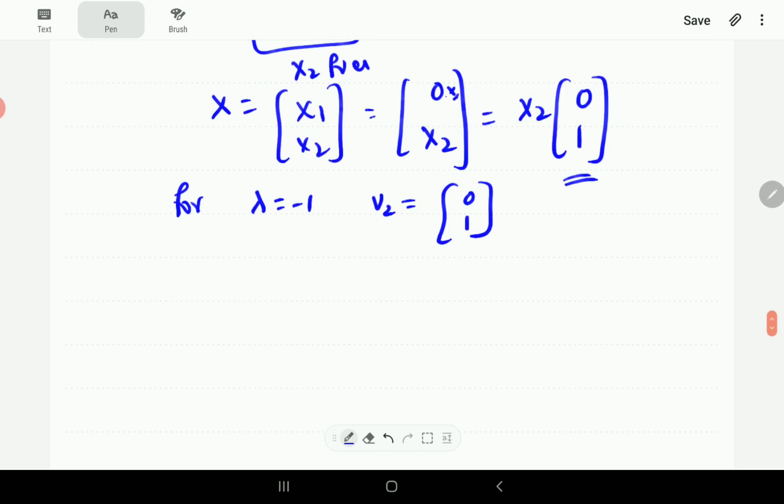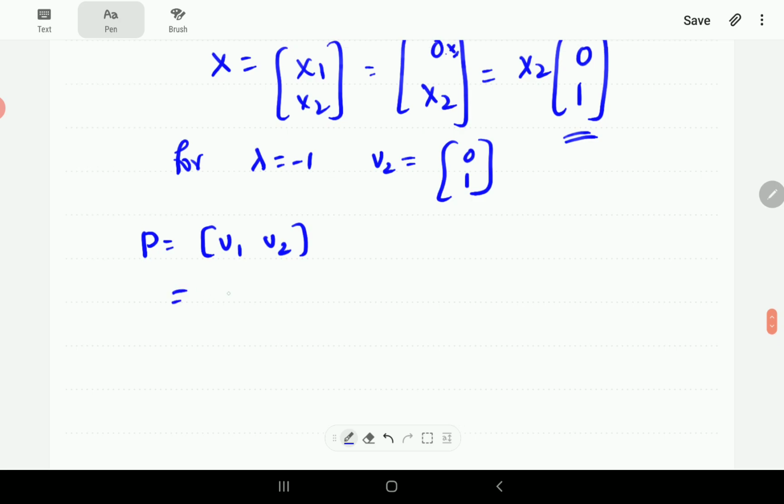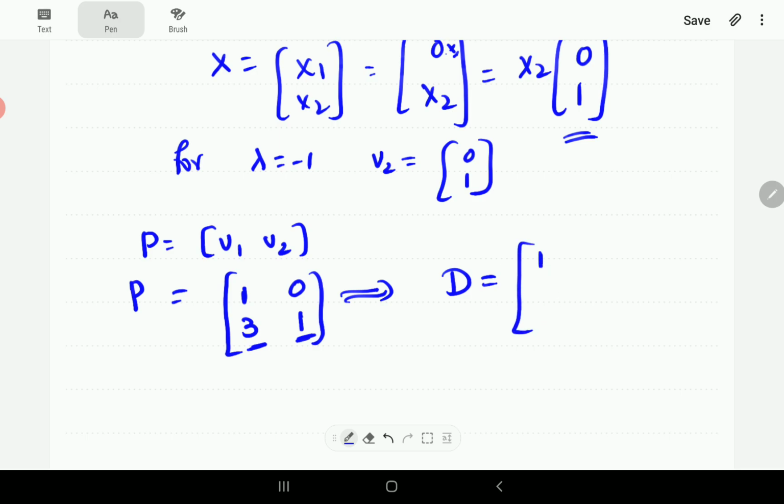So now we have to construct our P. As your choice, you can take v1 first and v2 next, or v2 first and v1 next. It's up to you. Now I'll take v1 first. V1 was chosen as (1, 3), and v2 is (0, 1). So this is our P. Similarly, with the choice of P, we have to construct our D. This column corresponds to lambda equal to 1, and this one to lambda equal to -1. So D is 1 0 0 -1. So this is your D.